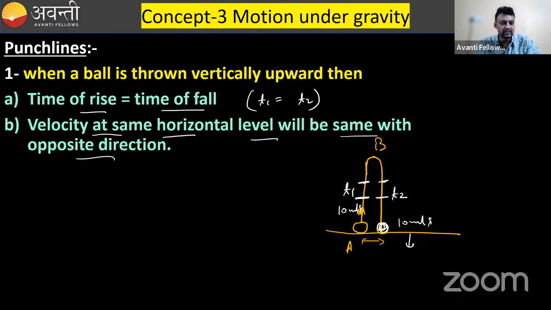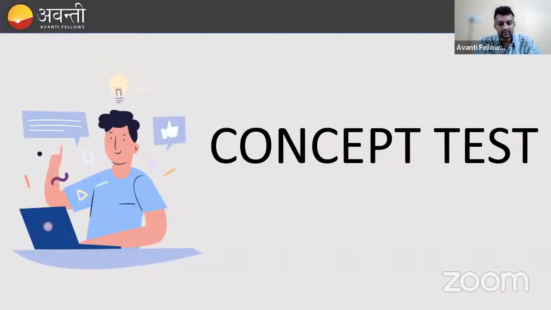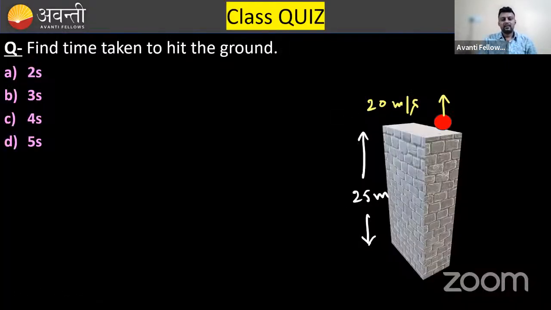Can we solve one question? Say yes or no. Can we solve one question before ending the class? Very good. So we are going to solve one question at least. Very good. Time of ascent is equal to time of descent. The same thing. Very good.